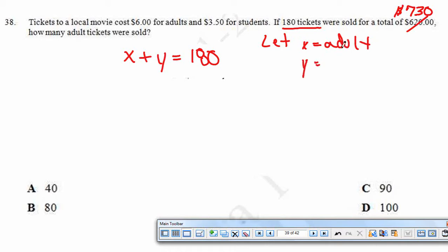It's the number of student tickets, the number of adult tickets. Okay, I'm just trying to save a little time.